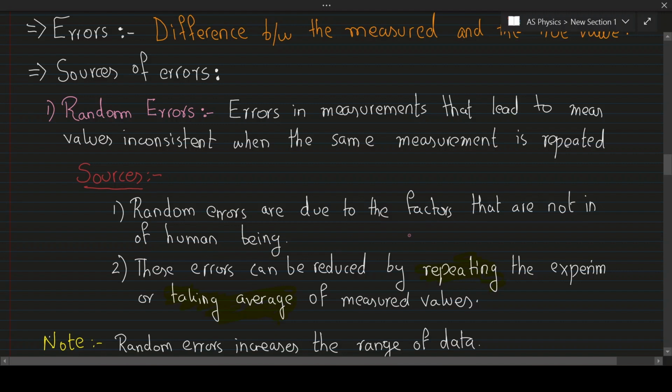Like we can say any natural factor, okay? We can say the wind, that would affect random error. Now, how can we reduce these errors? That is a very important point. We can reduce these errors by repeating the experiment and taking the average of the measured values. This is repeatedly asked in your exams: what can be done to reduce random errors. So this is the solution for reducing random errors.